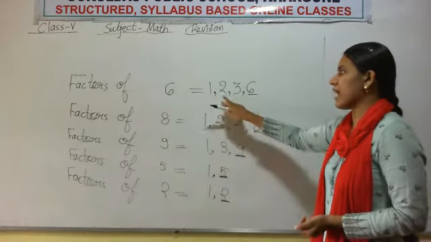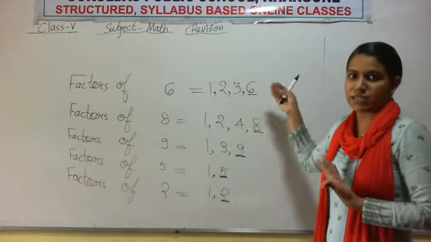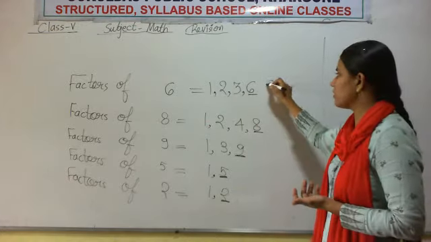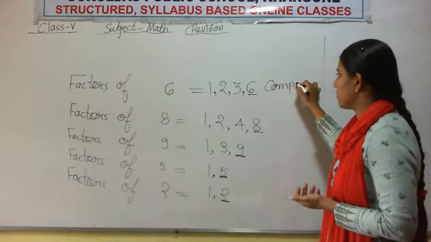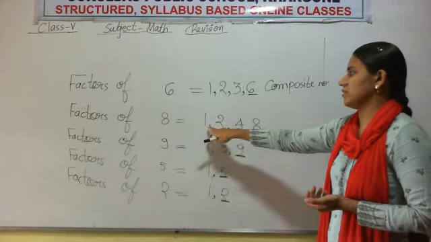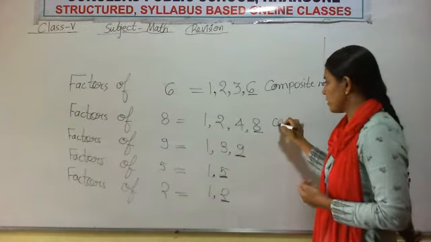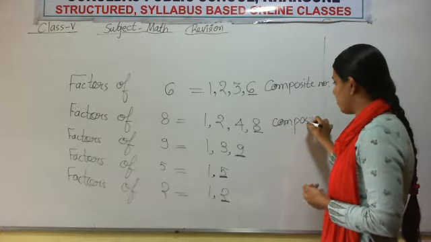So here number 6 has more than two factors, 1, 2, 3, 6, four factors it has. It means it has more than two factors, so it is a composite number. Here number 8 has 4 factors, it means more than two factors, so it is also a composite number.